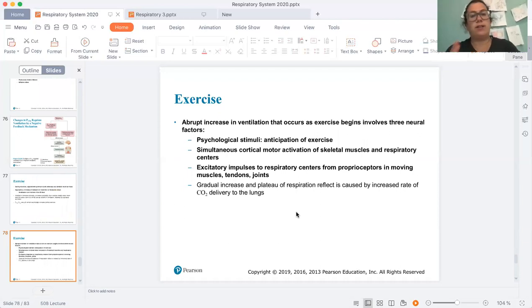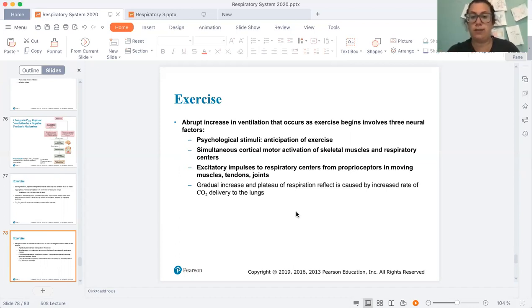And with exercise, the increase in ventilation, there are 3 different factors involved here. When we think about exercise, our body's already prepping itself, like right before a race when you think, oh, I've got to get ready. There's psychological stimuli. The anticipation of exercise might cause some epinephrine, norepinephrine release. We have the cortical motor activity of the skeletal muscles and respiratory centers that get fired off. And then from the brain, we have reception from our bodies as we start moving our muscles, joints, and tendons.